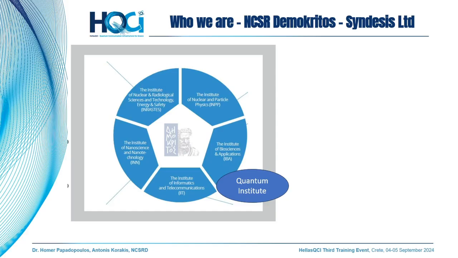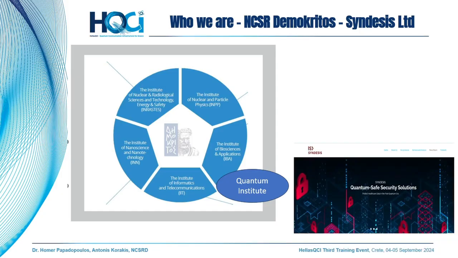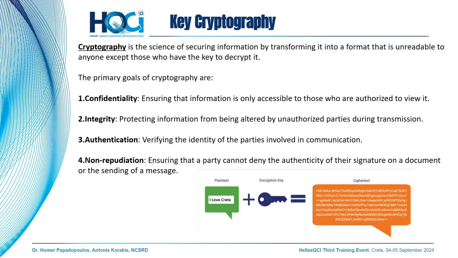First of all, I'm coming from Demokritos. Demokritos is the biggest research center in Athens. We are very happy, we are having a new quantum institute. And I'm also co-founder of the spin-off company Synthesis, which we are trying to utilize and exploit business-wise the results of our study. I don't want to stay on this slide because we discussed that yesterday.